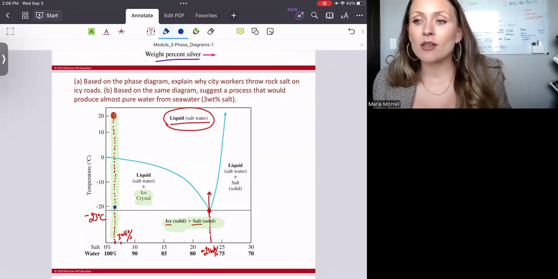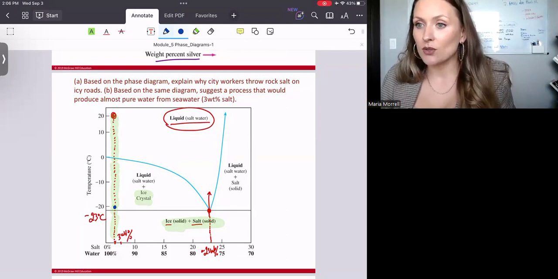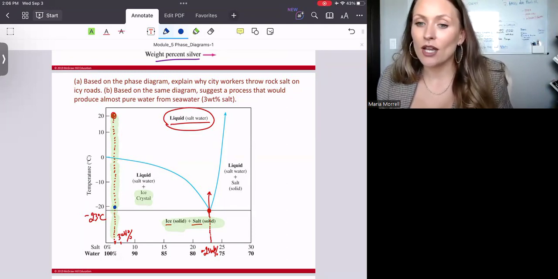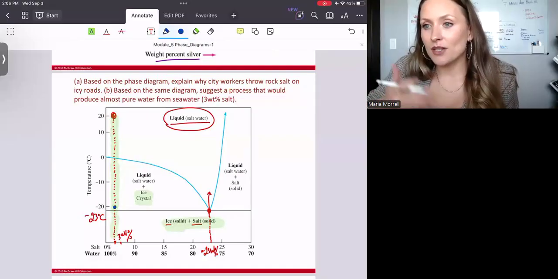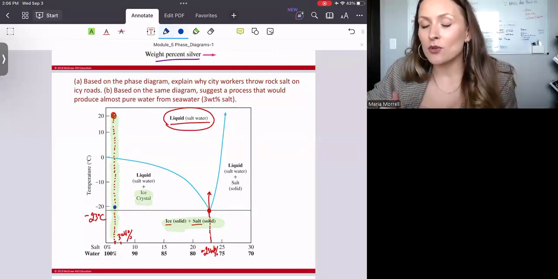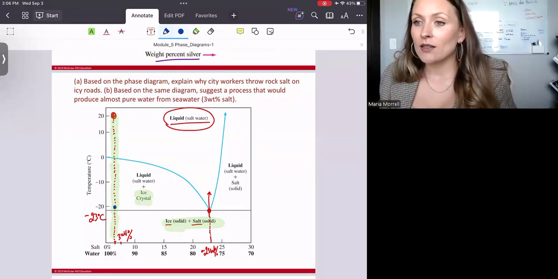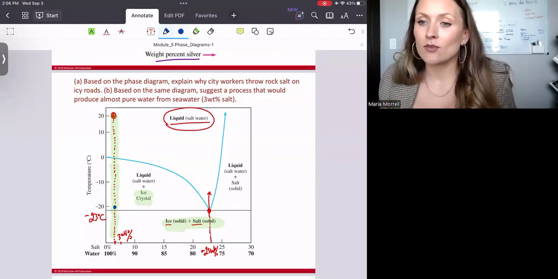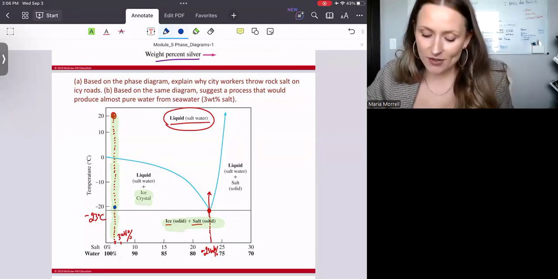Of course, in real life there's going to be a lot of impurities, meaning salt still trapped in the solution. So you may have to do this process a couple of times before you get to enjoy pure water. But it's just one of the ways you can use the phase diagram to create pure water from salt water, and how you can use the same diagram to melt the ice on the roads. Okay.